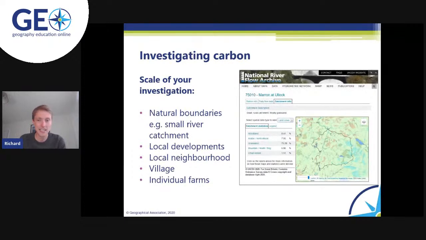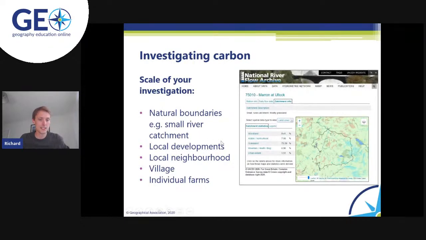You could use, say, a small defined geographical area like a river catchment. This map here on the right from the National River Flow Archive is a small river catchment in Cumbria, and you could base your investigation around that catchment. Here you can see there's lots of different land uses I could investigate within it. The National River Flow Archive allows you to access these maps really easily. Just by clicking on the data button, you can get catchment information for hundreds of catchments all across the UK, including Scotland, Northern Ireland, and Wales, as well as England.